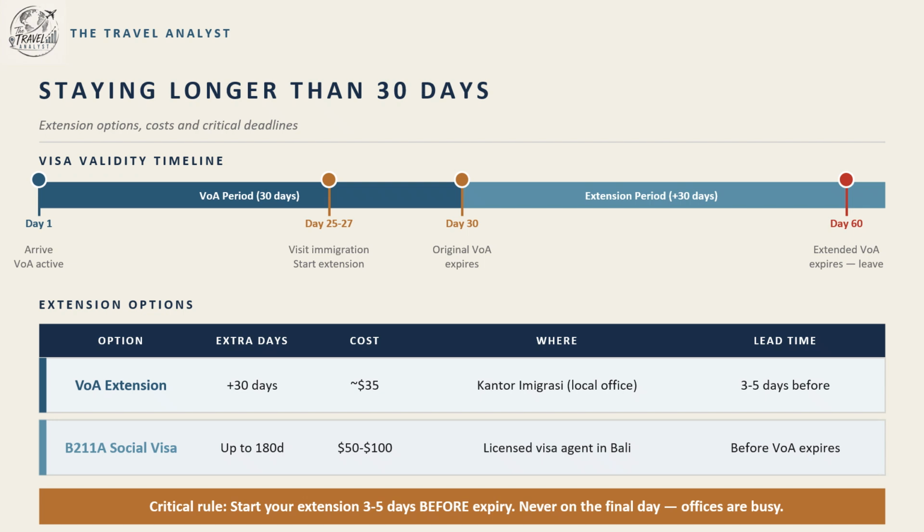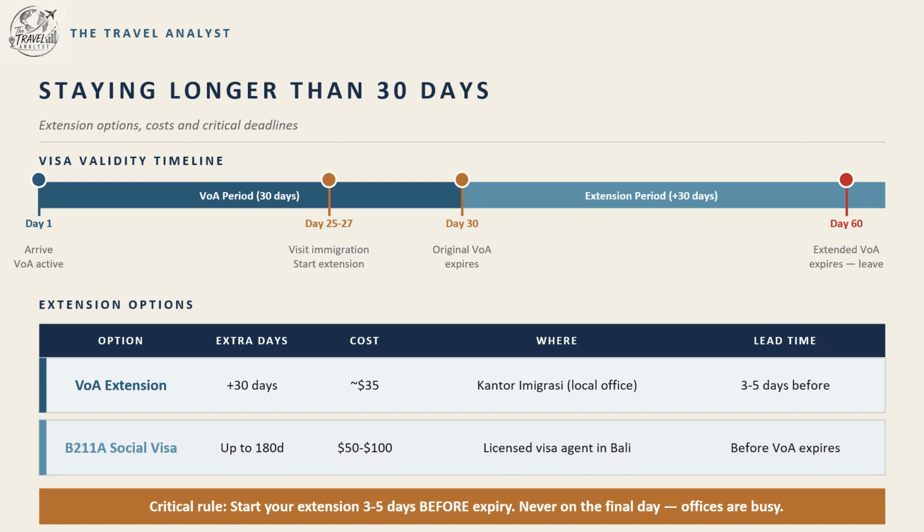If 30 days is not enough, here are your options with the exact data. The e-VoA extension gives you 30 more days, 60 total. Go to the Kantor Imigrasi, the local immigration office, before your original visa expires. Bring your passport, a passport photo, a copy of your entry stamp, and around $35. Process usually takes 1 working day.